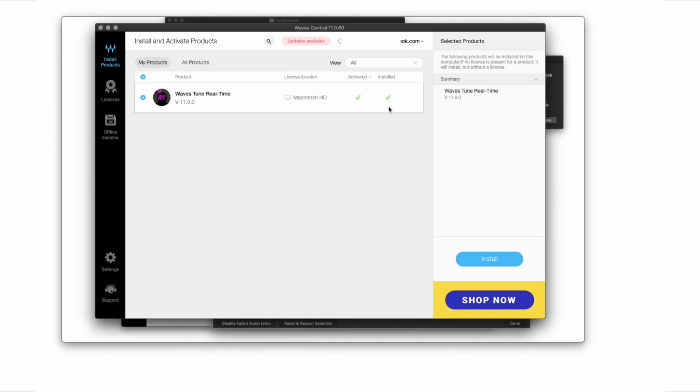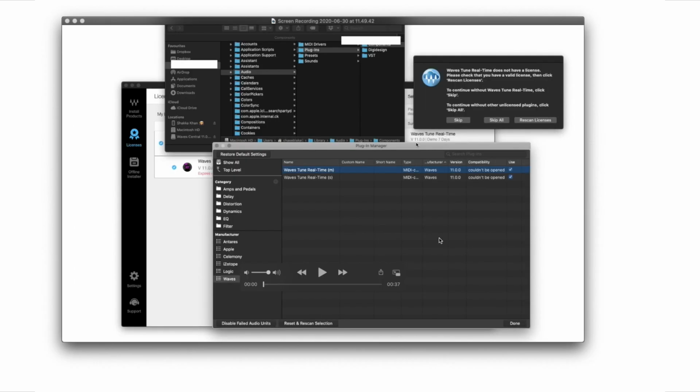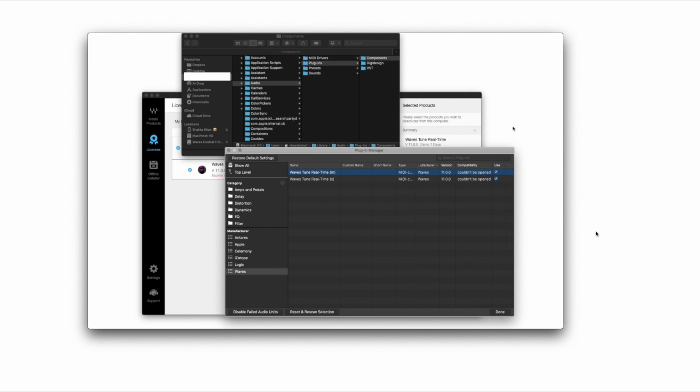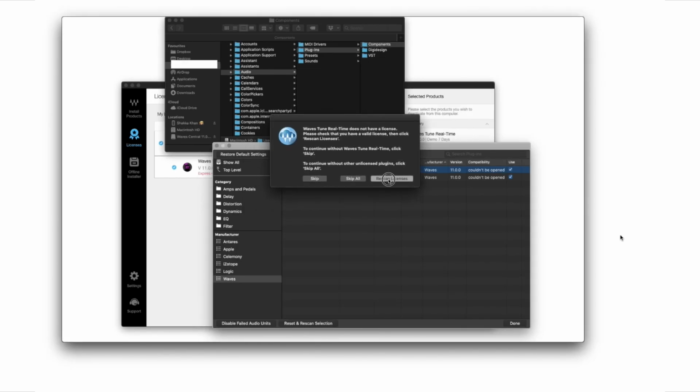So basically, about 2 hours ago, I downloaded this Waves Tune real-time demo. I followed the instructions. I said install, I said activate license. I did what Waves tell you to do. Then I went to Logic and this was happening. I recorded the screen to send it to Waves in case they needed it. It kept on coming up saying rescan license.